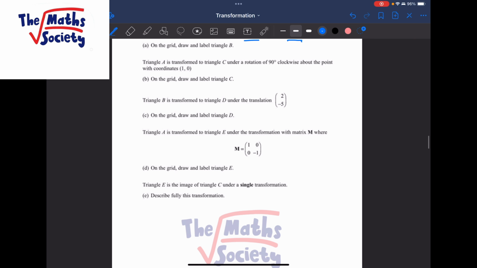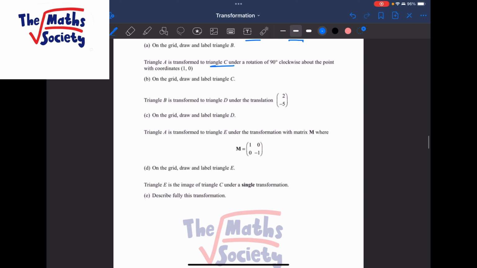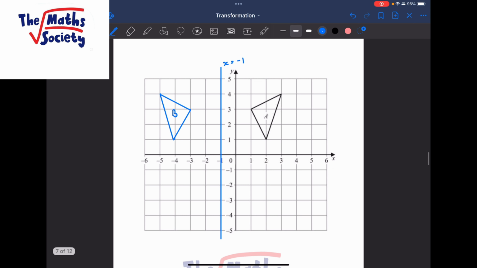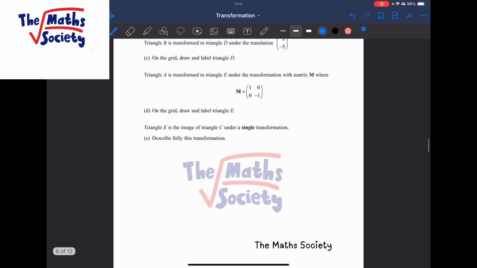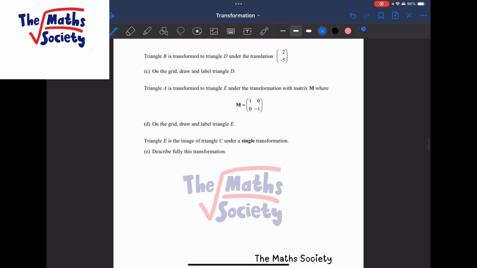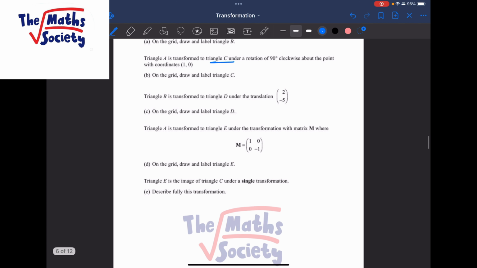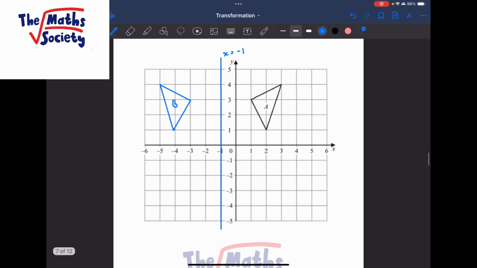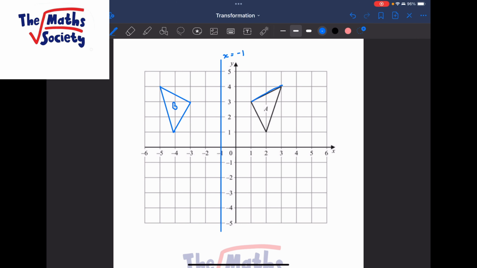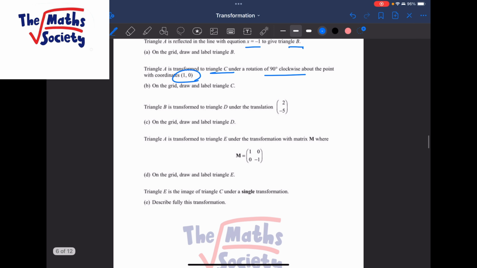So it says that A is transformed to triangle C under the rotation of 90-degree clockwise about the point of coordinates 1, 0. For this one, we can only guess because I'm doing it on the iPad, so you won't be able to see how you do it with your tracing paper. But usually, it says 90-degree clockwise, coordinates 1, 0. So you're gonna trace out this thing first. So that's gonna be your A. We're gonna trace it on your tracing paper, and you have the coordinates of 1, 0.